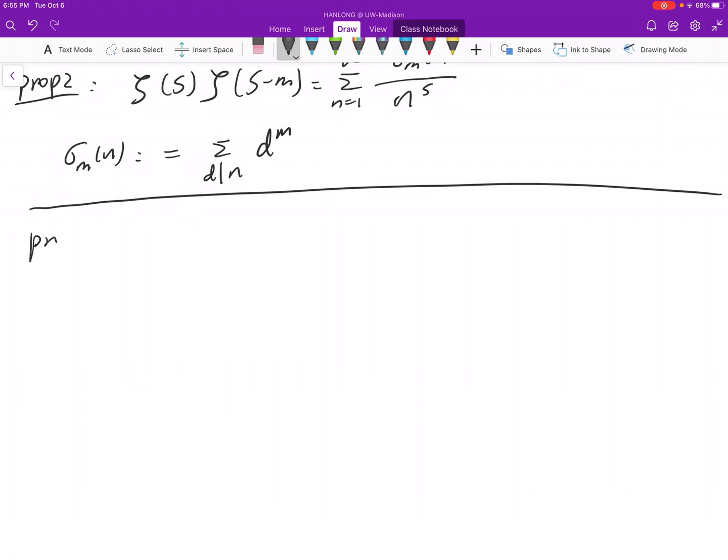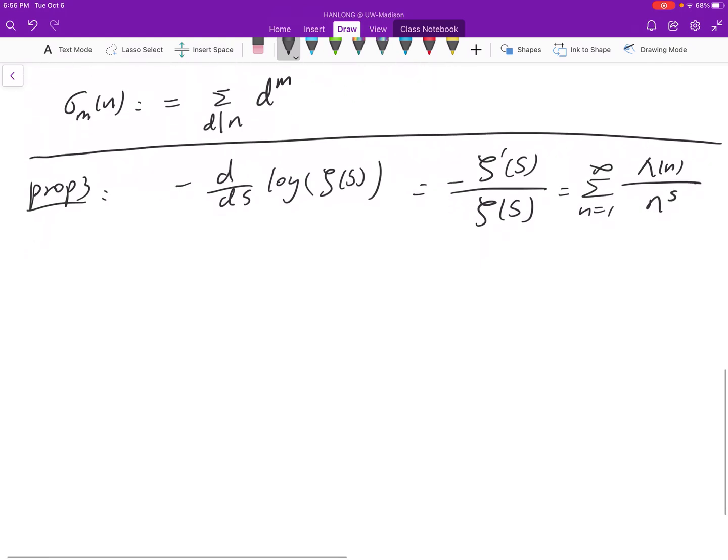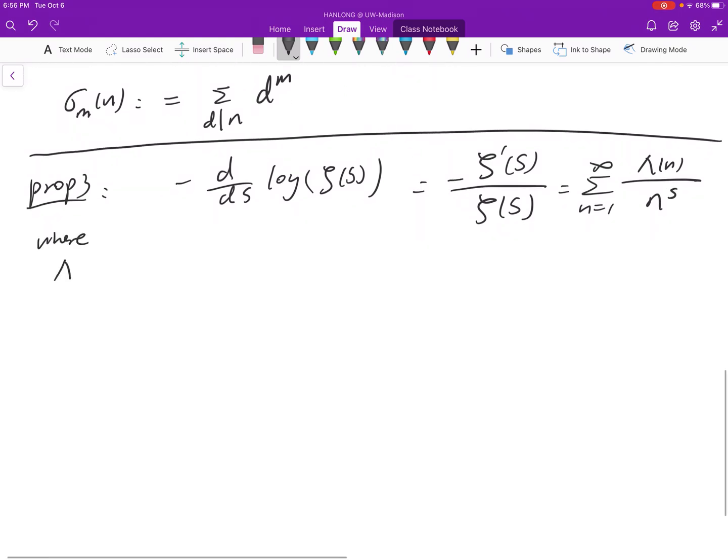Okay, then proposition 3, negative d/ds of log ζ(s) is negative ζ'(s) divided by ζ(s). And so by the Euler product form, you can derive that this will be another Dirichlet series. But now Λ(n) is log p if n is p to the m-th power and 0 otherwise.